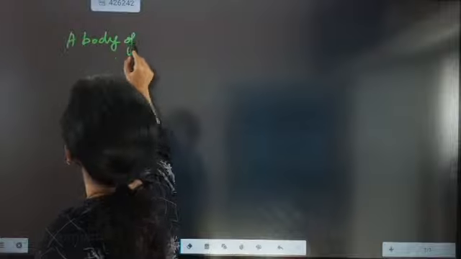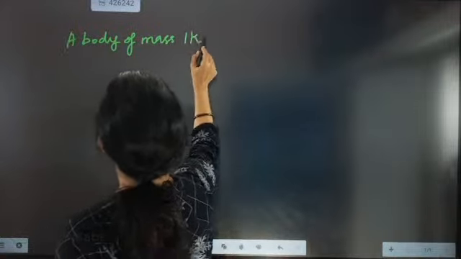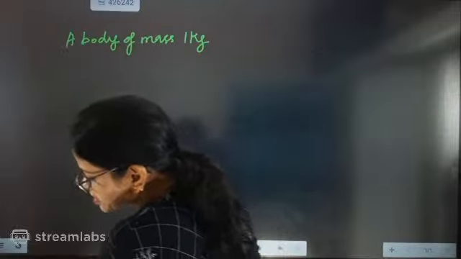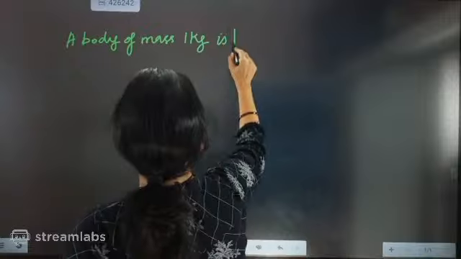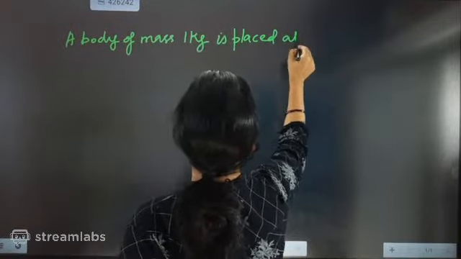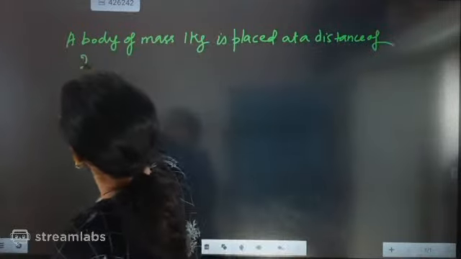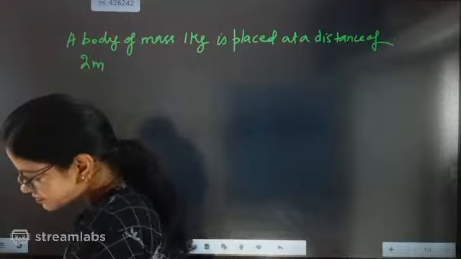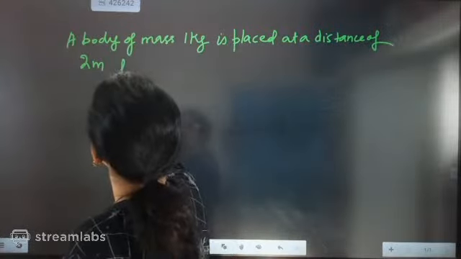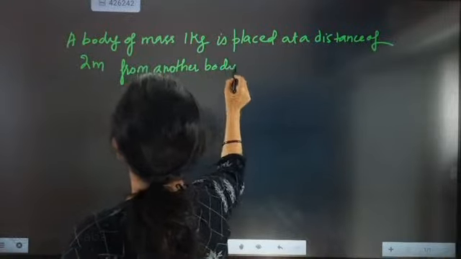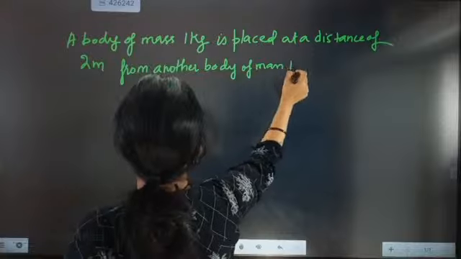Question is, a body of mass 1 kg is placed at a distance of 2 meters from another body of mass 10 kg.